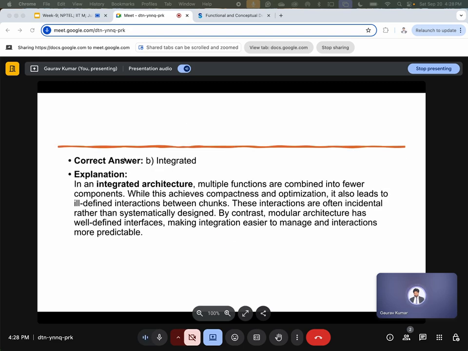Okay. So now as you can see, I have also written the explanation on this slide. In an integrated architecture, multiple functions are combined into fewer components, which achieves compactness and optimization. It also leads to ill-defined interactions between chunks. These interactions are often incidental rather than systematically designed. By contrast, modular architecture has well-defined interfaces, making integration easier to manage and interactions more predictable. Okay.